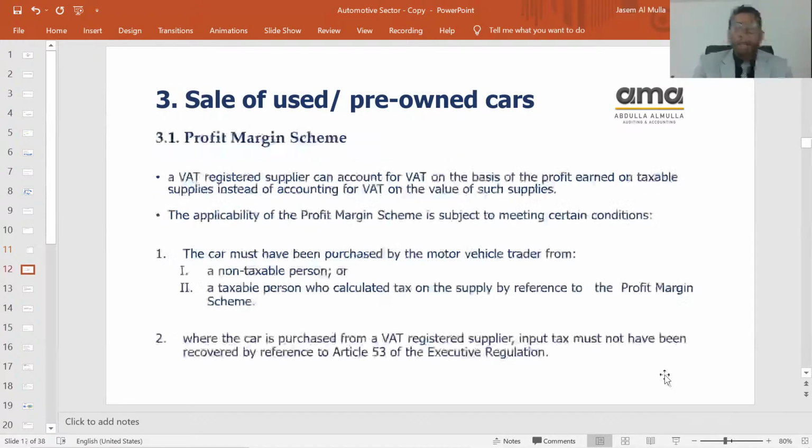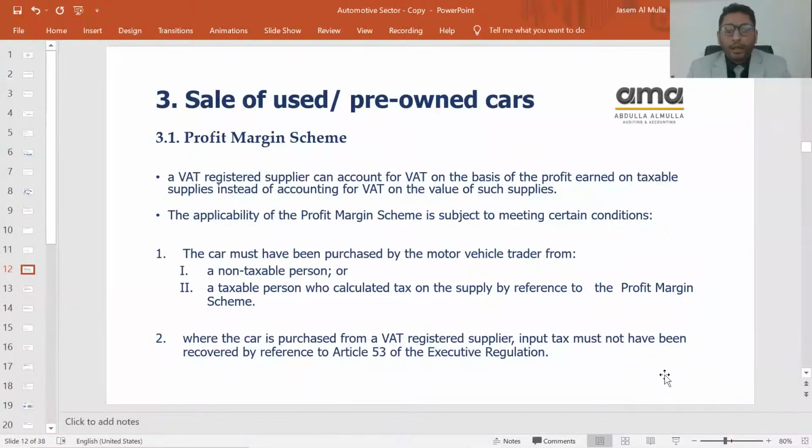What is the profit margin scheme? In a profit margin scheme, the dealer has the option to charge VAT only on the profit margin rather than charging VAT on the total value of the supply. But there are some conditions that need to be fulfilled to apply VAT under the profit margin scheme.